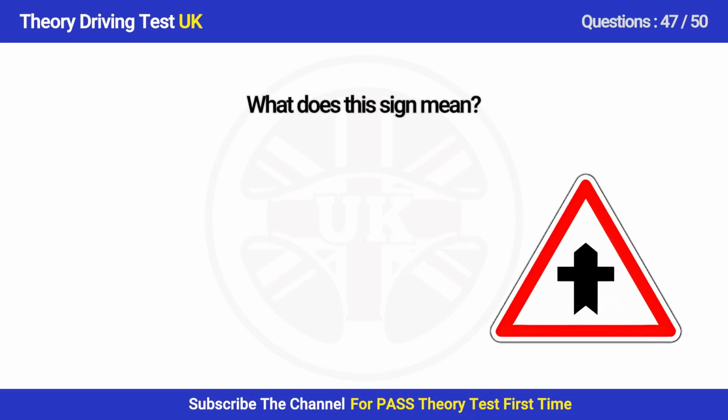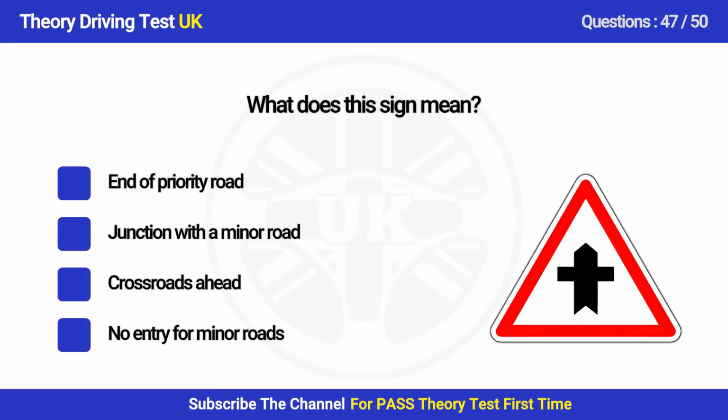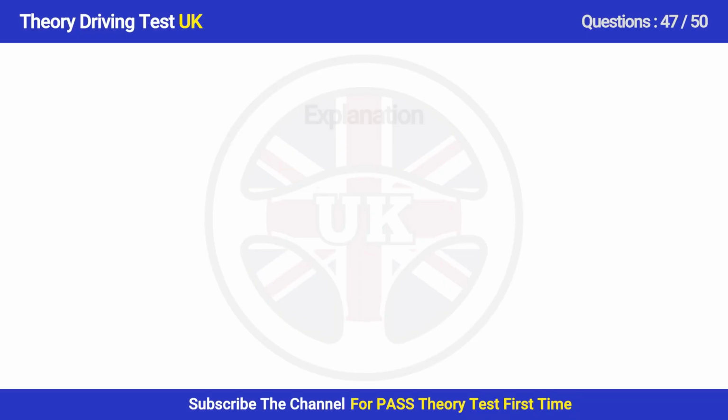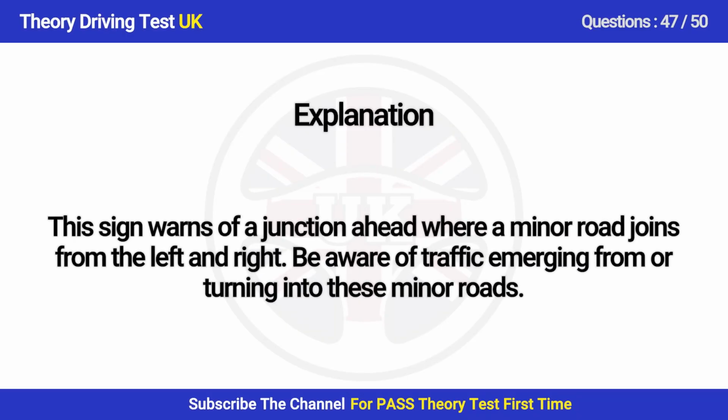Question 47. What does this sign mean? A. End of priority road. B. Junction with a minor road. C. Crossroads ahead. D. No entry for minor roads. Answer is B. Junction with a minor road. This sign warns of a junction ahead, where a minor road joins from the left and right. Be aware of traffic emerging from or turning into these minor roads.